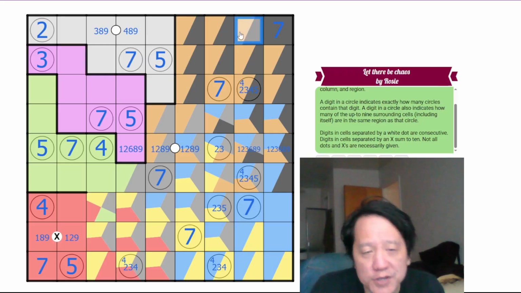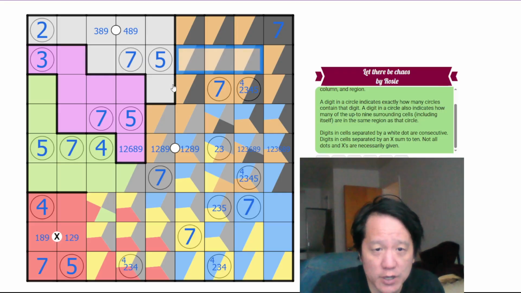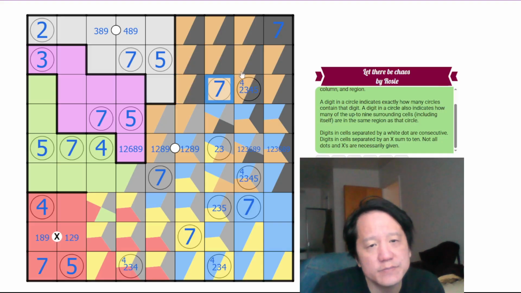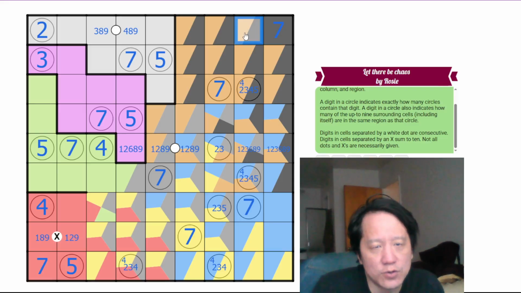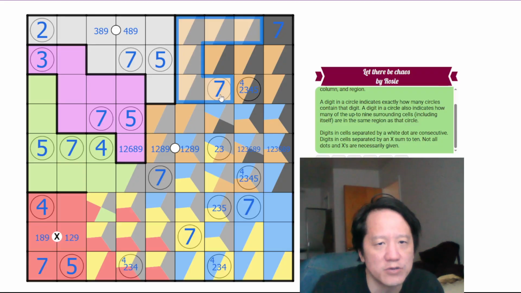Okay, we know this can't be orange. If this is orange, that would mean all the rest of these have to be orange because you can only get 2 here. The orange has to orthogonally connect, so then it would go that way, and that would not work because then we'd have 3 cells not part of the region around the 7 circle. So this cannot be orange here.